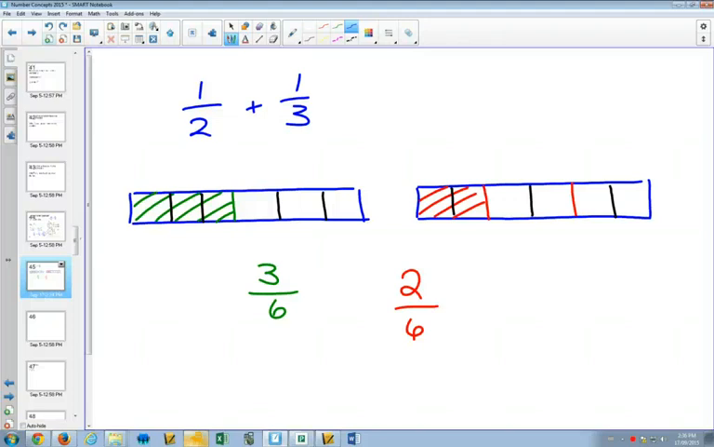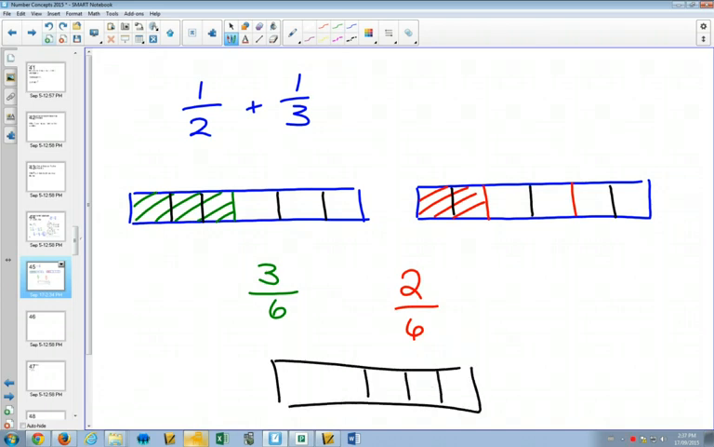And now since the pieces are all the same size, if you combine them together in one new chocolate bar that had space for 6 pieces, you would have 1, 2, 3, 4, 5, 5/6 of a chocolate bar left.